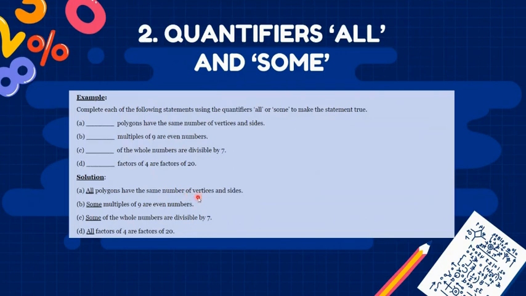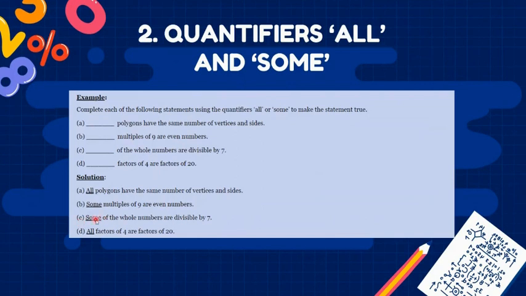As you guys can see, of the numbers that we went through just now, some of them are even numbers and some of them are not. So the correct quantifier that we're going to use here is some only, because not all of them are even numbers.